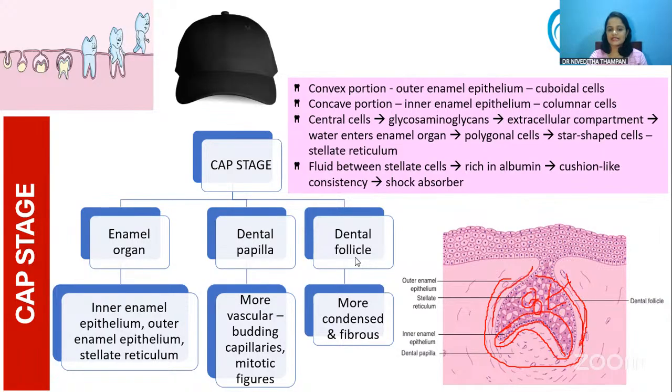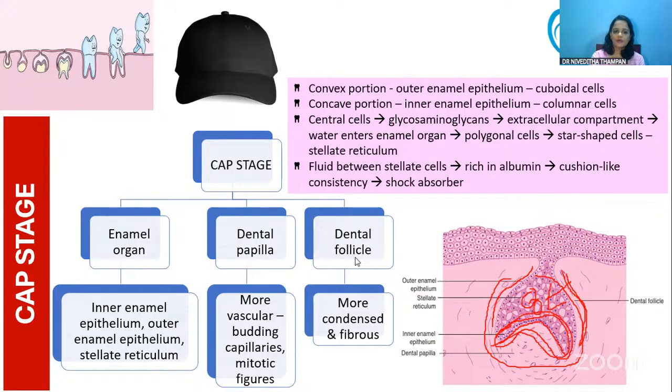So these cells that are seen in the convexity are called the outer enamel epithelial cells. Our body will at any cost protect these inner enamel epithelial cells. Why do we need to protect them? Because they are the future ameloblasts, the future enamel forming cells. That's why our body is very particular in protecting these inner enamel epithelial cells.